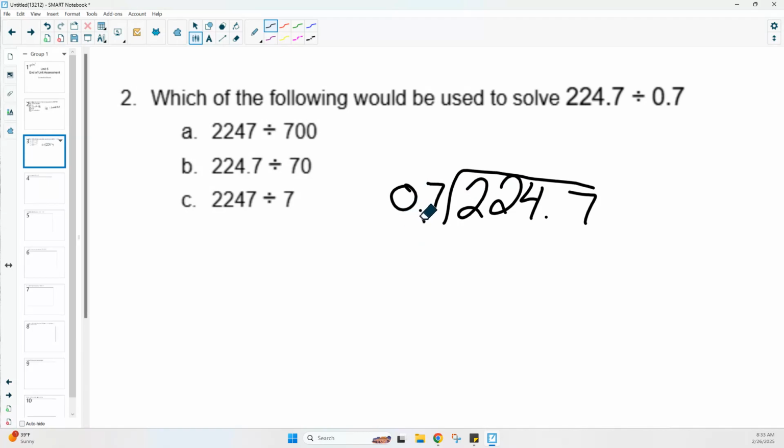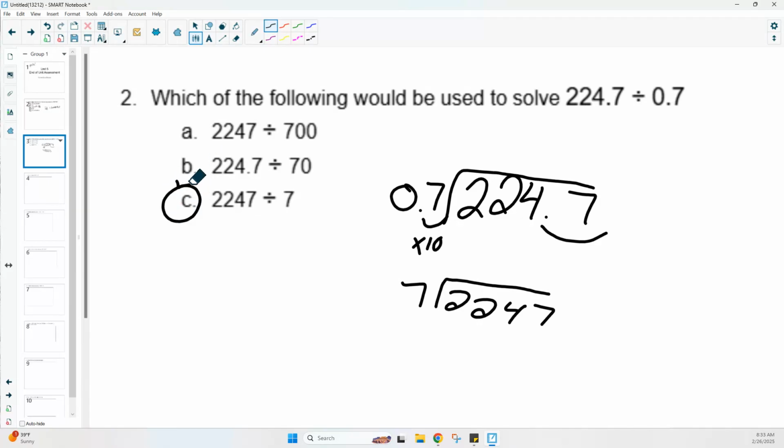We are going to do that by multiplying the outside by 10 to move that decimal point over. 0.7 times 10 creates a whole number. Now, on the inside, we need to do the same thing. We have to match action for action. If we multiply the outside by 10, we also need to multiply the inside by 10 and scoot that decimal point over. So now my new problem is 2,247 divided by 7, which I see in option C. All right, let's keep going.